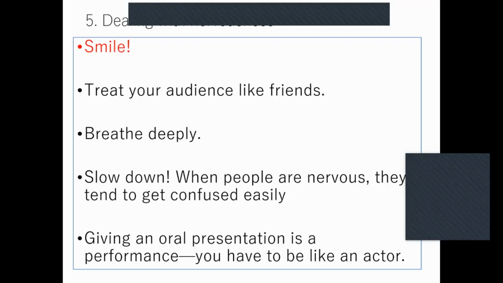Slow down. Encourage them. When people are nervous, they tend to get confused easily. So slow down.